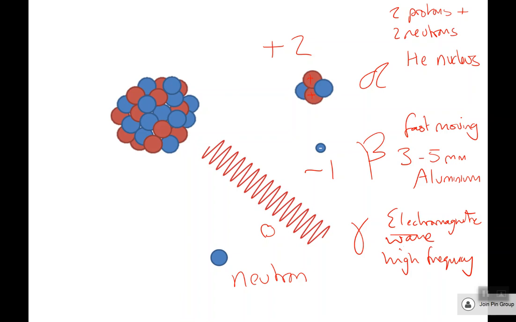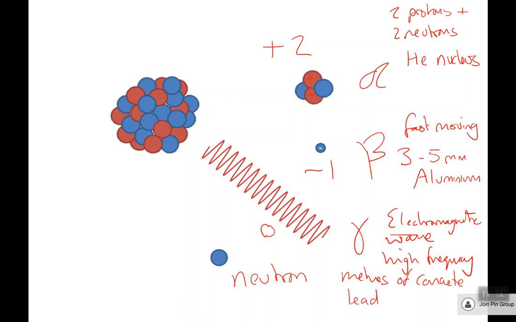In terms of how far it can travel, technically it can travel a very large distance. In air, it's pretty much infinite. It can travel through a vacuum. It can't really be stopped. It can be reduced. We say it can be reduced by meters of concrete.